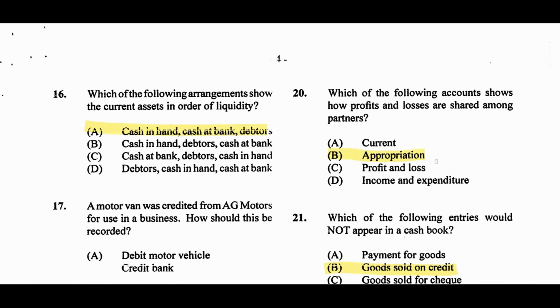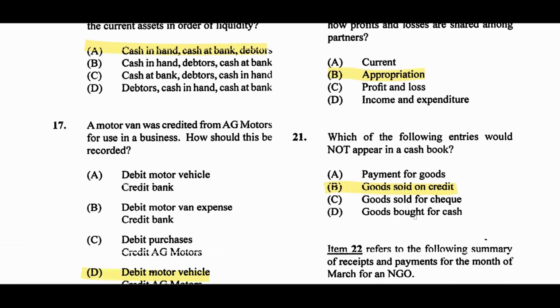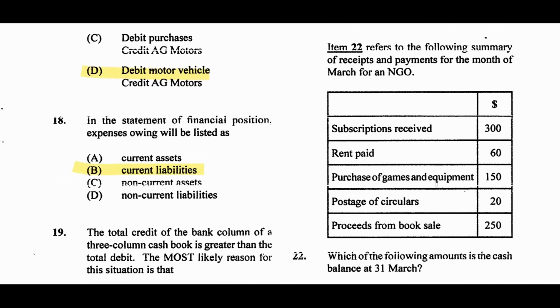Question 21. Which of the following entries would not appear in a cash book? Cash book records both cash payments and cash receipts, guys. So B, goods sold on credit, will not appear in a cash book. Question 22. Which of the following amounts is the cash balance at 31st March? Well, let's look at the data.